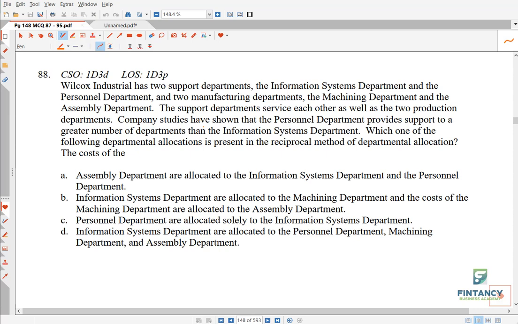Company studies have shown that the personnel department provides support to a greater number of departments than the information system department. This is very important point. Okay. So personnel department provides support to greater number of departments. Okay, so they are giving you a hint. So you need to remember what they are talking about. Which one of the following departmental allocations is present in the reciprocal method?